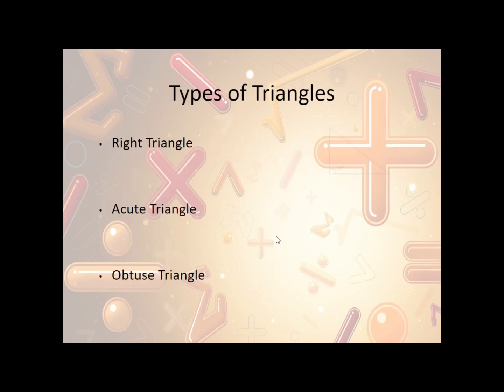So what does this look like? A right triangle has a 90-degree angle right here. Acute triangle, all the angles are smaller than 90. So in this case, they're all 60, but they don't have to all be the same. They just need to all be smaller than 90. And then obtuse has this big angle here that's bigger than 90, right? Because if I were to draw a right angle, it would go up like this. And it's definitely bigger than that. So that's an obtuse triangle.